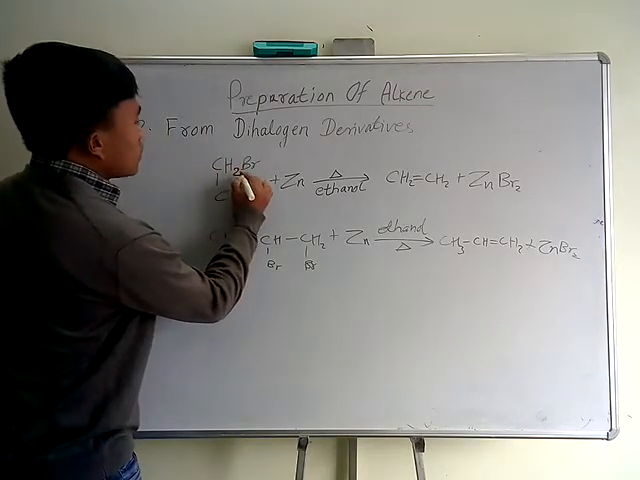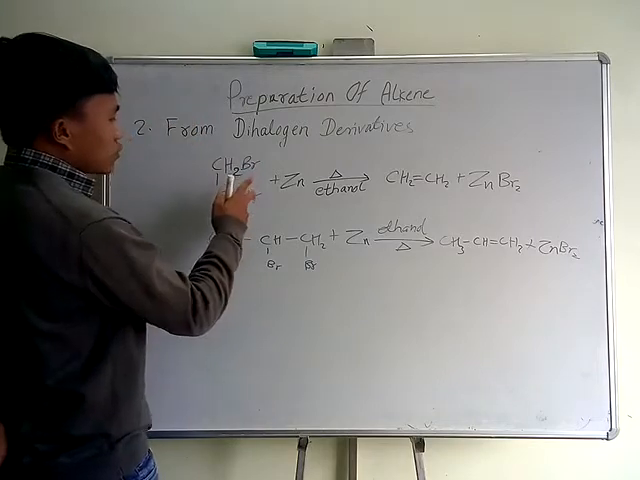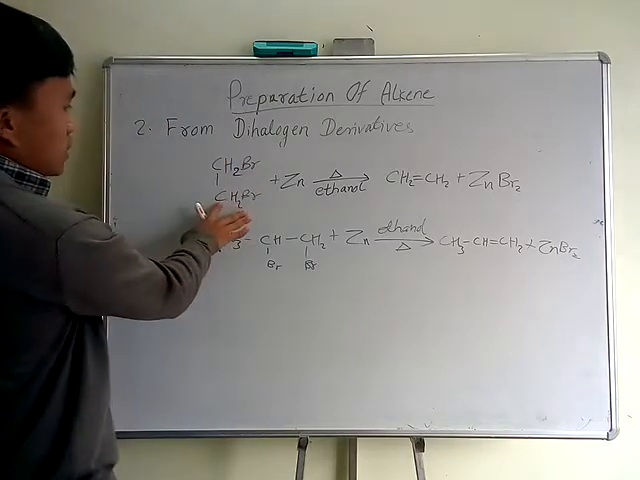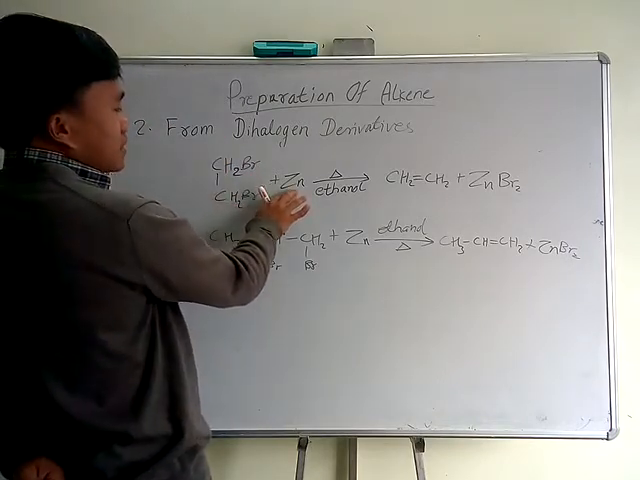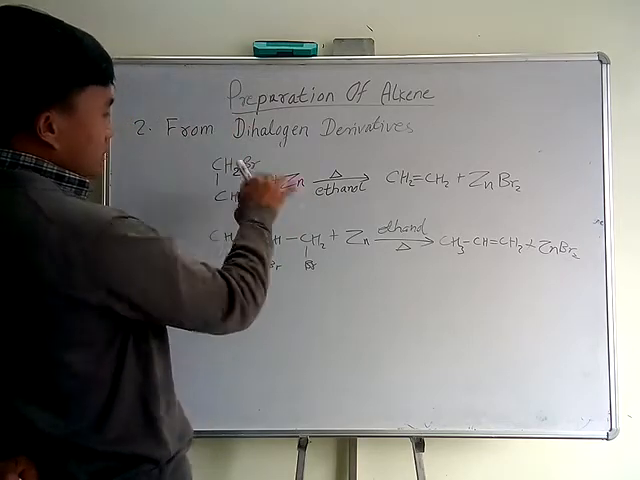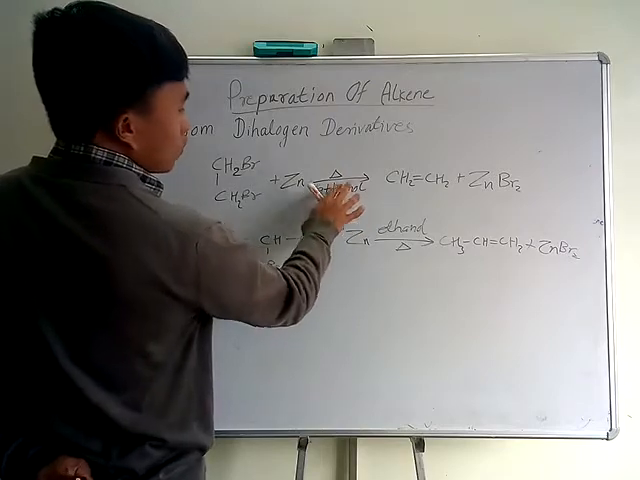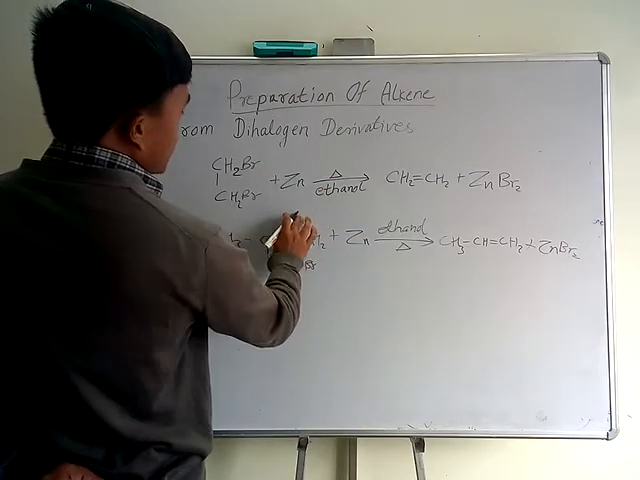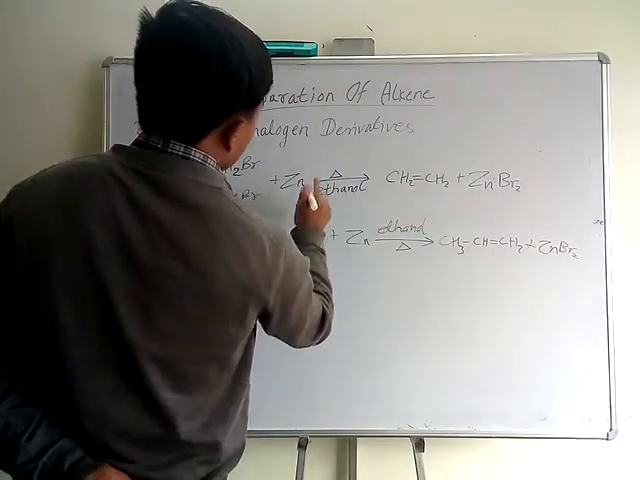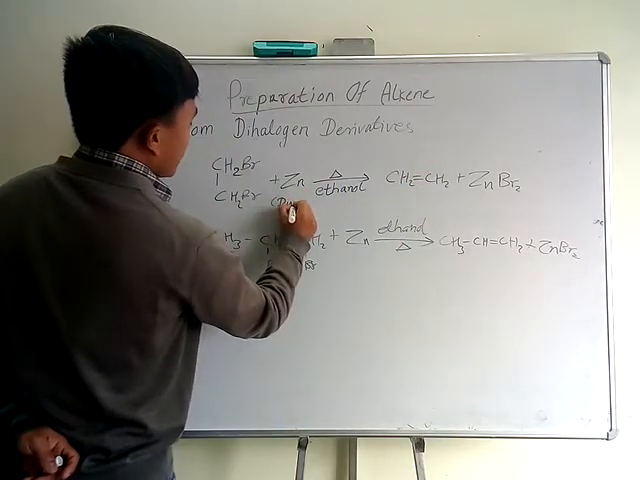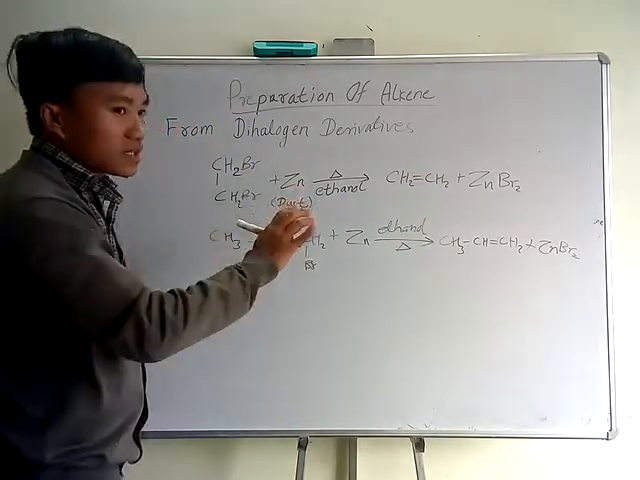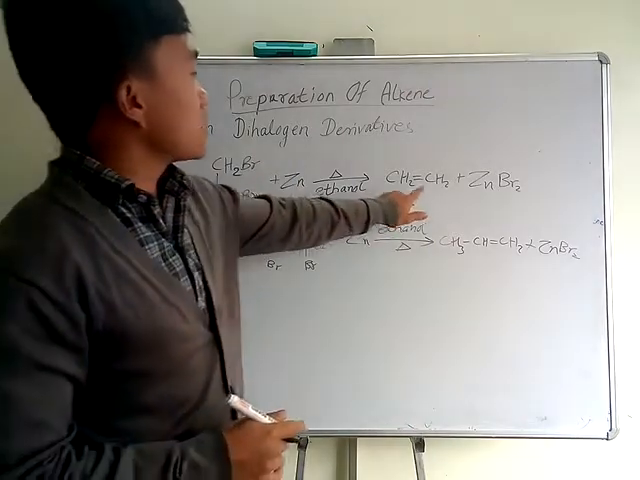When a two halogen containing compound reacts with zinc dust in the presence of ethanol with heating, we get ethene. And this is dust, okay, zinc dust. This is not solid, this is zinc dust, therefore we get these two compounds.